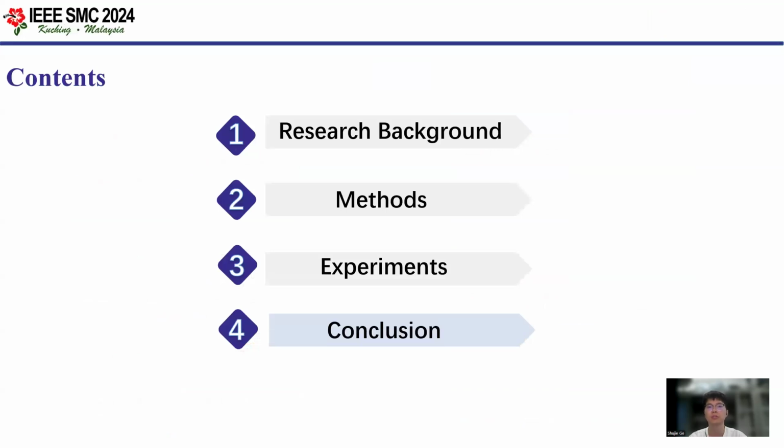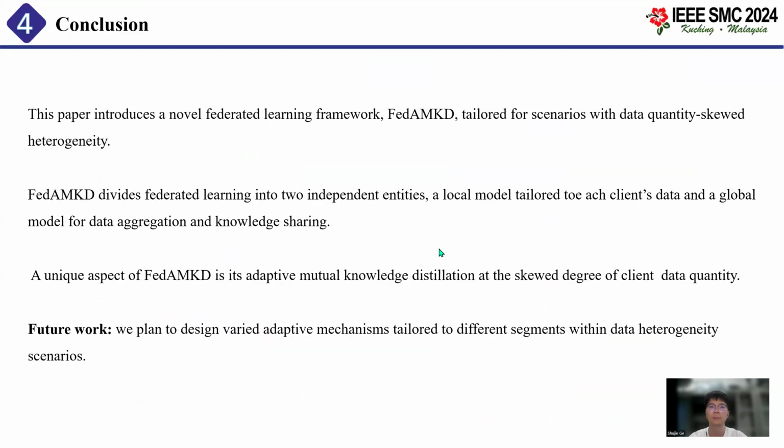Next, let's move on to the conclusion of the paper and discuss the purpose of the future work. This paper introduced a novel federated learning framework, FedAMKD, tailored for scenarios with data quantity skew heterogeneity. In FedAMKD, we divided the traditional federated learning global and local module into 2 independent entities. Data knowledge is transferred between them via adaptive mutual distillation, mitigating performance degradation due to data quantity skew heterogeneity.